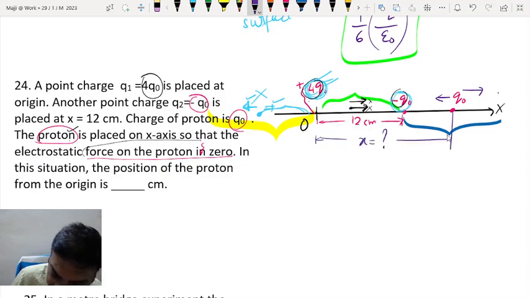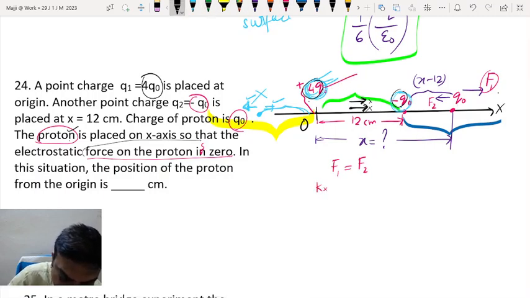Let us take this as X. Sorry, this distance will be X minus 12. X is in centimeters. So both the forces must balance each other. Force due to this will be K into 4Q naught into Q naught by X square, whereas force due to this negative charge will be K into Q naught.